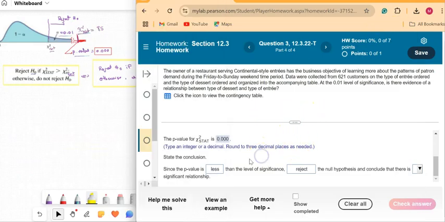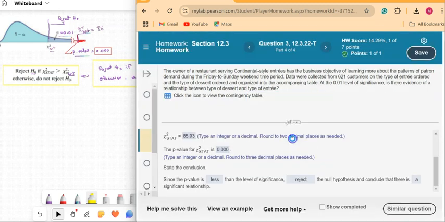Okay, so we're going to put the statement here. So since the p-value is less, so you have to select less, than the level of significance, that's going to be the alpha, what we are going to do is reject the null hypothesis and conclude that, okay, if we rejected the null hypothesis, therefore they are dependent, right? So there is a significant relationship, right? And check your answer, and that's all.